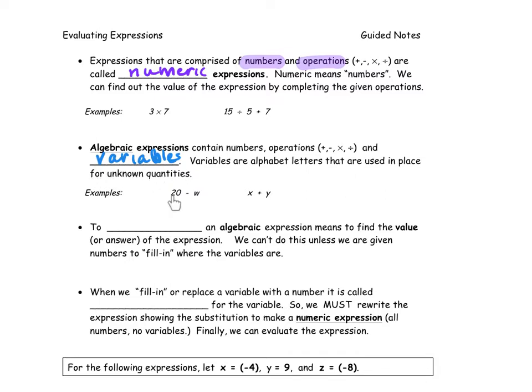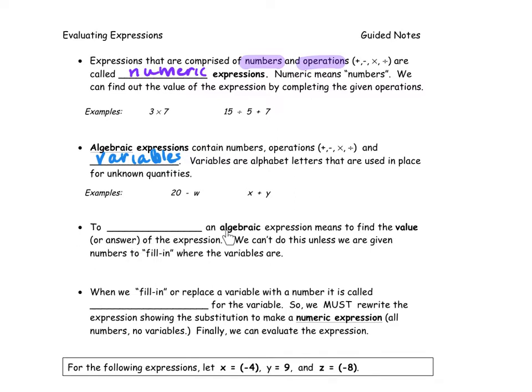So we have 20, which is a number, minus, which is an operation sign, and then a variable. So 20 minus W. And unfortunately, I cannot figure out what this is because I don't know what W equals. And X plus Y, well, I know two numbers are being added. I just don't know what the numbers are. So they're unknown numbers.